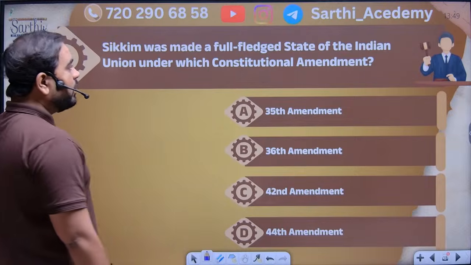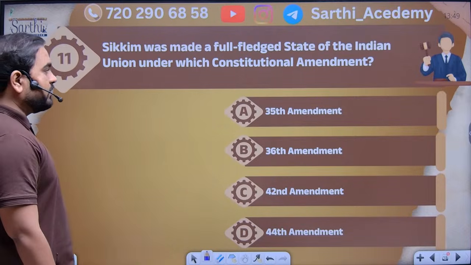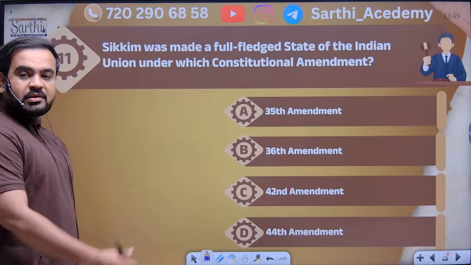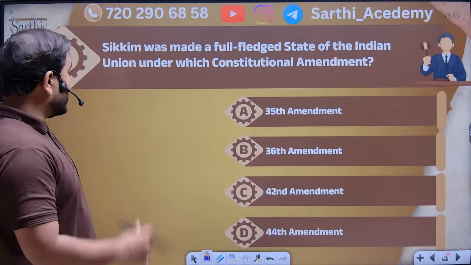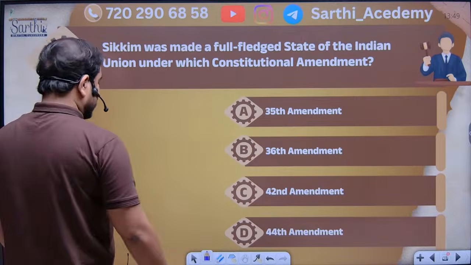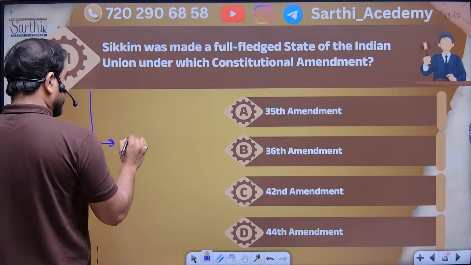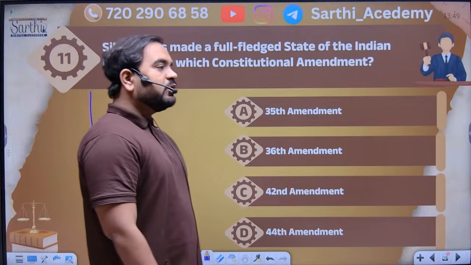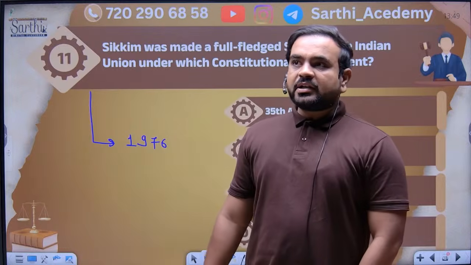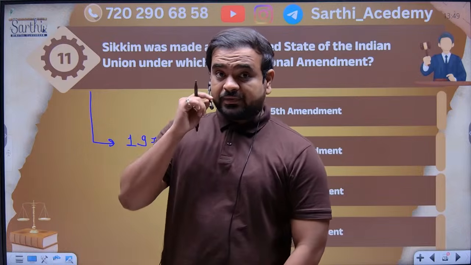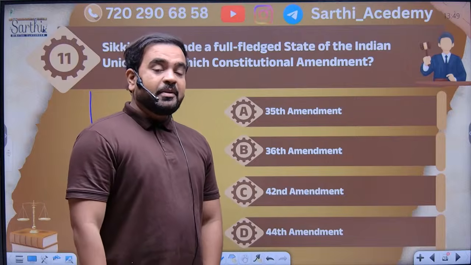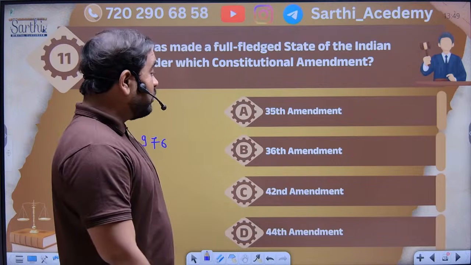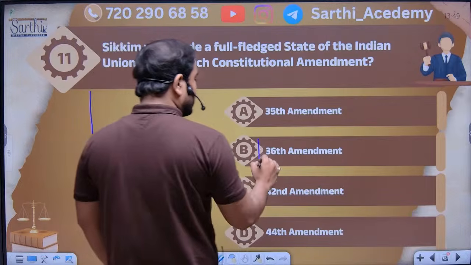Sikkim was made a full-fledged state of the Indian Union under which constitutional amendment? Please answer. Come on, answer question number 11, and I can share that particular year. 1976. See, firstly Sikkim was part of India by one amendment, but it was not a full-fledged part of India. After the next year, after one more amendment, Sikkim became a full-fledged part of India, and that was the 36th amendment.